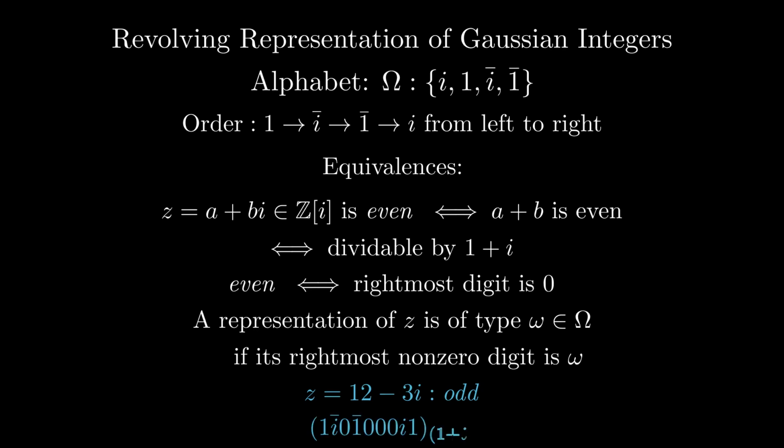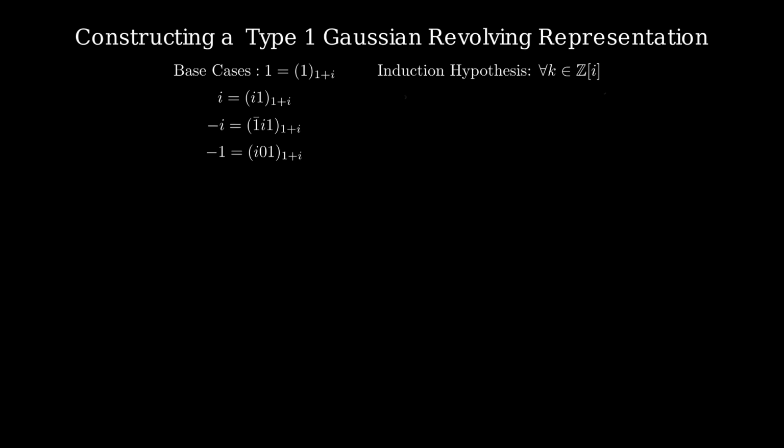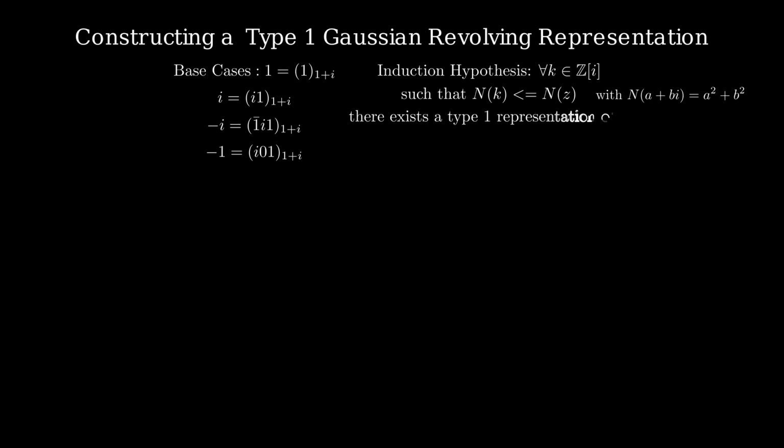We'll also have something similar to positive and negative representation. A representation of z is of type omega if the rightmost non-zero digit is omega. Let's now see how to construct a type 1 Gaussian revolving representation. The process will be remarkably similar to the one we used to construct positive representations for integers. Our base cases, 1, i, minus i, and minus 1, are written here on screen. Now, for the induction hypothesis, we're going to use the norm instead of the absolute value. We want that for all Gaussian integers whose norm is lower than the one of z, there exists a type 1 representation of this integer.